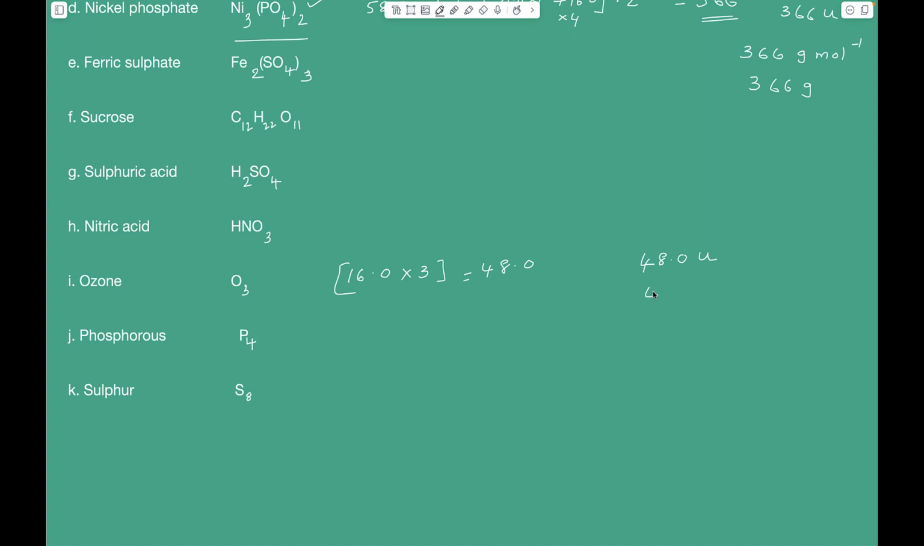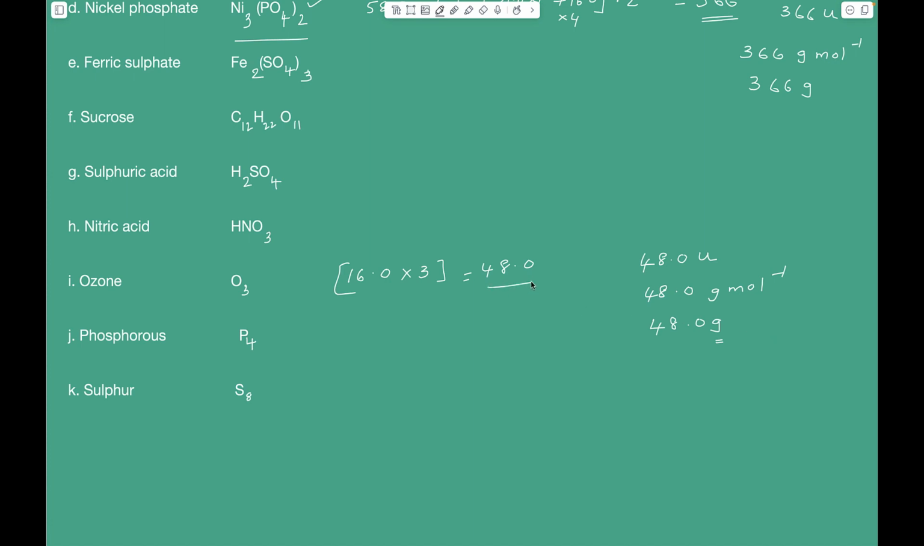Then what is the molar mass of ozone? Again, ozone is composed of ozone molecules, so therefore molar mass of ozone would be its molecular weight in grams per mole. Then what would be the mass of 1 mole of ozone? It is simply again its molecular weight expressed in grams. It would be 48.0 grams, as simple as that.